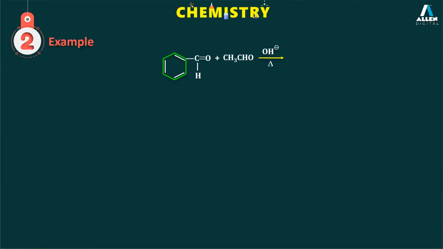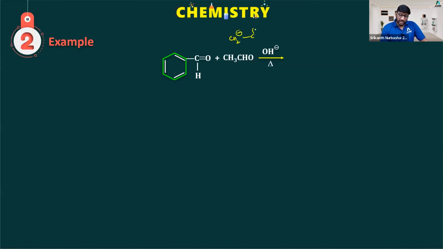No, sir. Does benzaldehyde possess alpha hydrogens? It is not possessing the alpha hydrogens, yes or no? So it can't form the respective enolates.